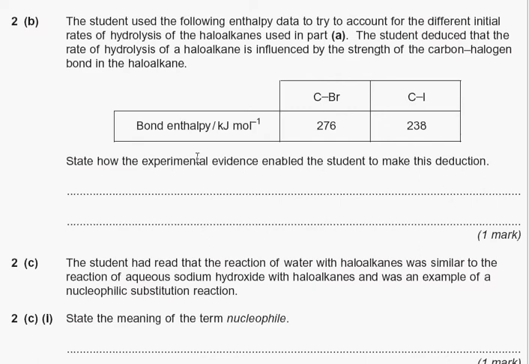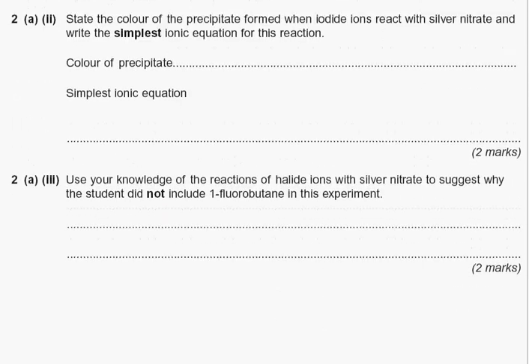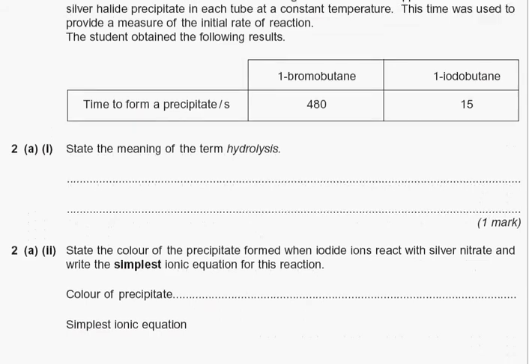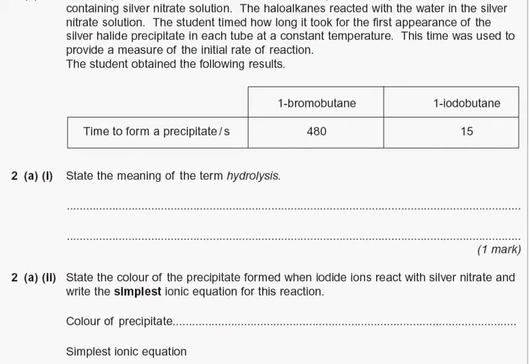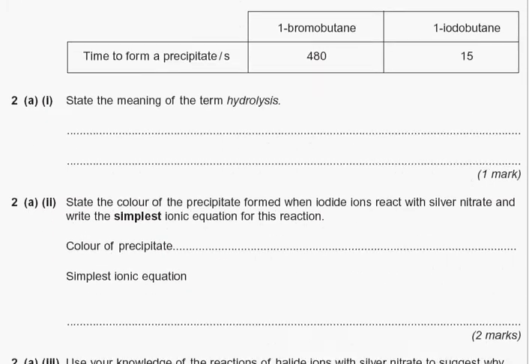Just state how the experiment showed. So these are the bond enthalpies given here. State how the experimental evidence enabled the student to work this one out. Well, what we need to look at is back up at the experimental data. Looking at this data, iodobutane formed precipitate very, very quickly, exceptionally quickly, 15 seconds compared to bromobutane at 480.